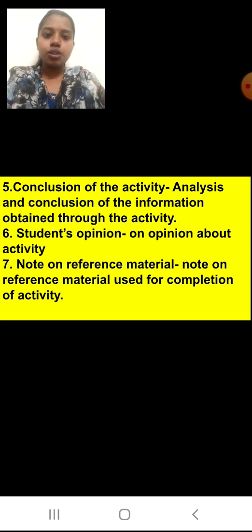Okay students, opinion about the activity: you are going to give your own opinion, why you chose that topic and how the study was beneficial to you. Then a note on reference material used for completion of the activity, like whichever sites you visited, whichever information you collected from where, and any books you used. You must have some reference book at home. Whichever books you used, you are going to mention their names. Okay, I hope it is clear to you.